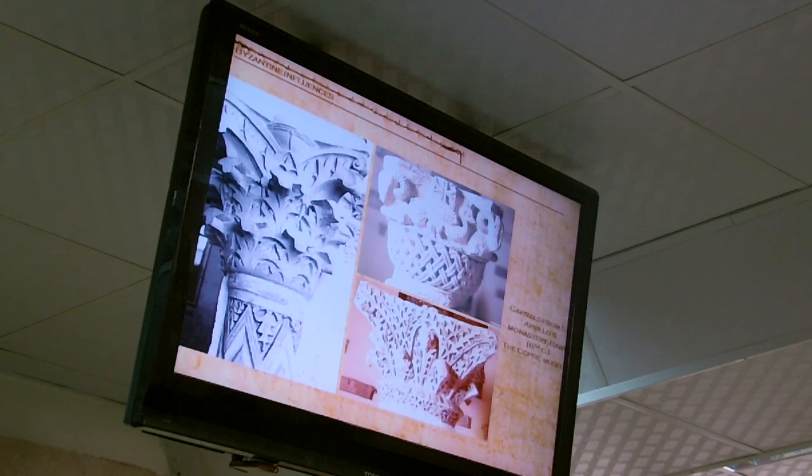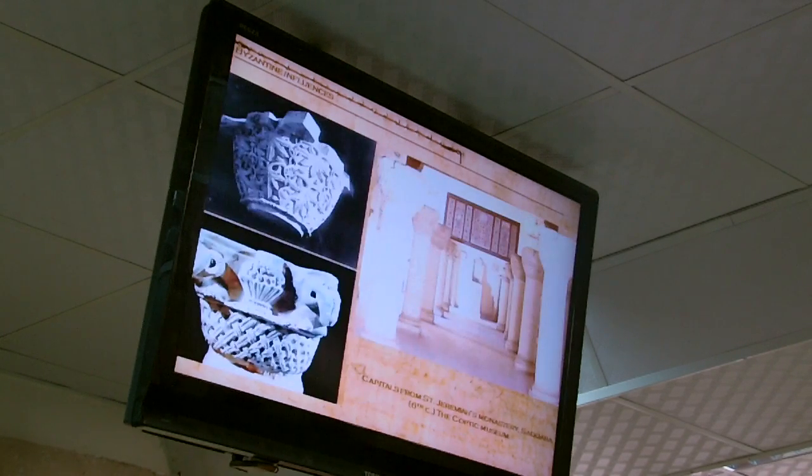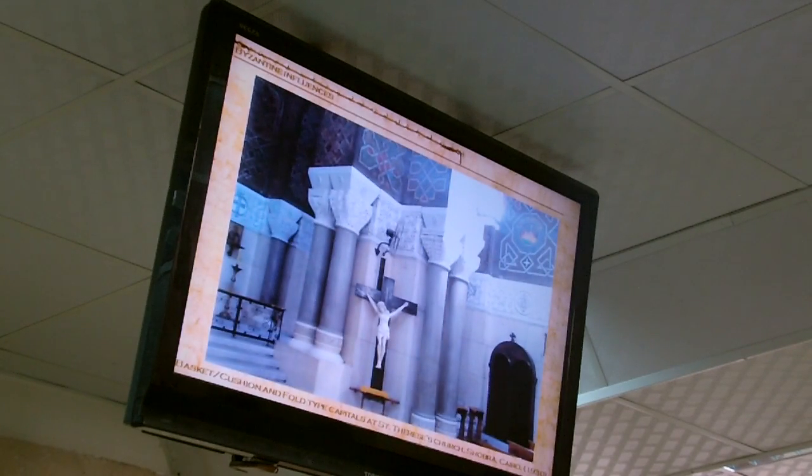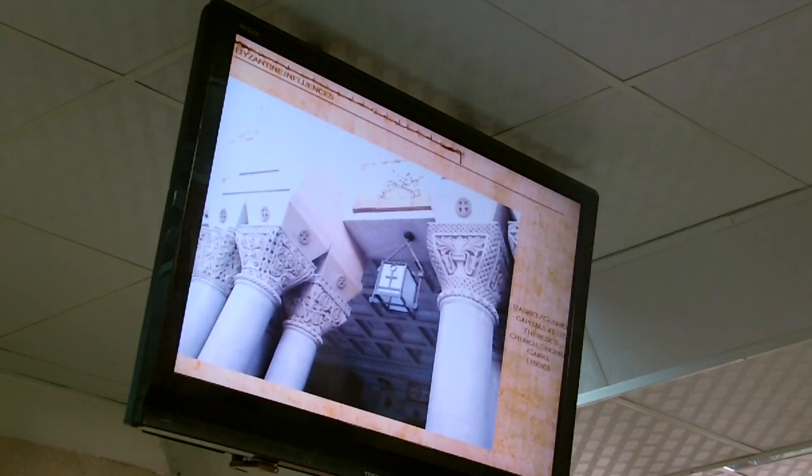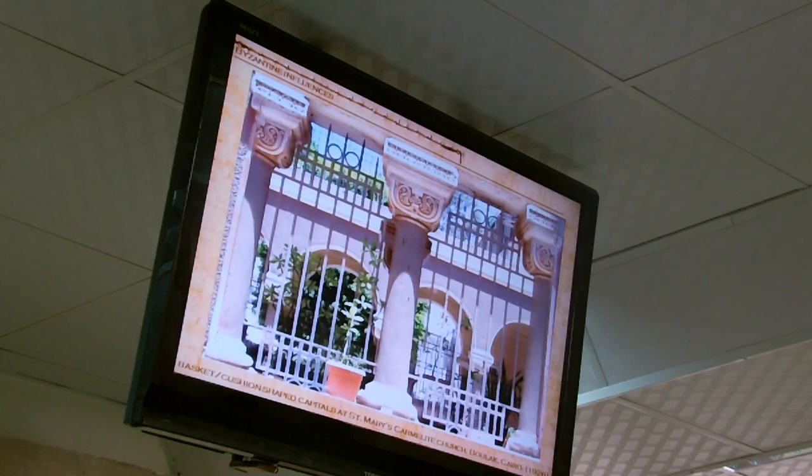These are other capitals of Byzantine influence from St. Apollo's Monastery, Bawit. These are ones from a modern church of the early 20th century, St. Teresa's Church. And these are cushion-shaped capitals, baskets or cushions, from the Church of St. Mary Gardens.